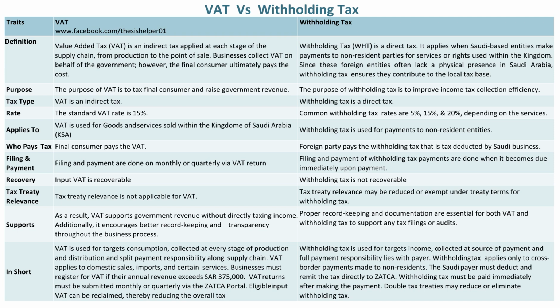Eligible input VAT can be reclaimed, thereby reducing the overall tax. Whereas, withholding tax targets income, is collected at the source of payment, and full payment responsibility lies with the payer. Withholding tax applies only to cross-border payments made to non-residents. The Saudi payer must deduct and remit the tax directly to Zatka. Withholding tax must be paid immediately after making the payment. Double tax treaties may reduce or eliminate withholding tax.